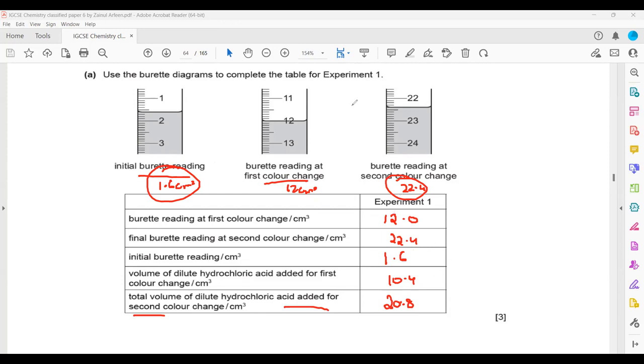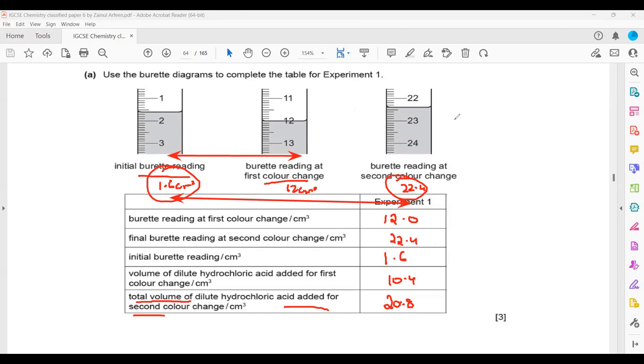So the first color change happened when it changed from 1.6 to 12. The second color change, the total volume from 1.6 to 22.4. That's why it was 20.8. They asked for the second color change, but the total volume is from the beginning. For the second color change, we always take the total volume from the beginning.